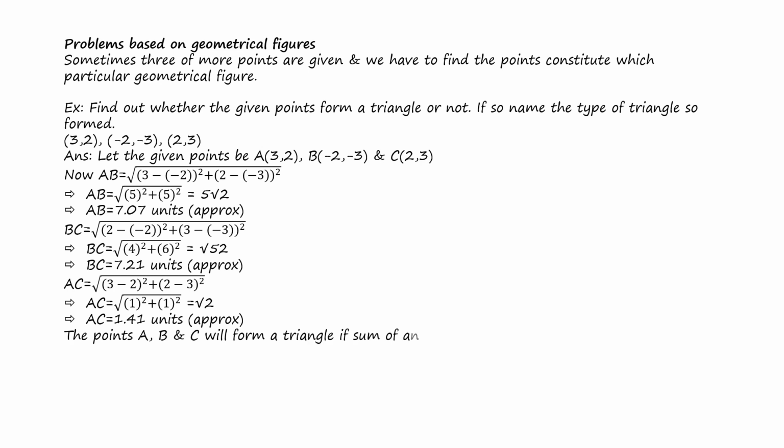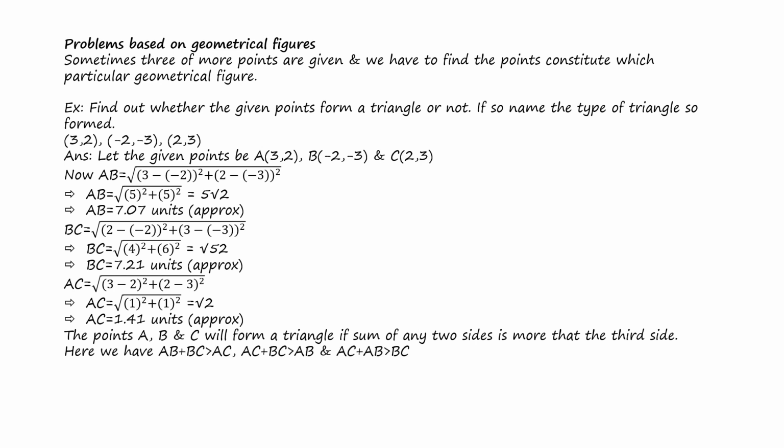Thus the points A, B and C will form a triangle if the sum of any two sides is more than the third side. Here we have AB plus BC is greater than AC, AC plus BC is greater than AB, and AC plus AB is greater than BC. So we can say that these three points A, B and C constitute a triangle.